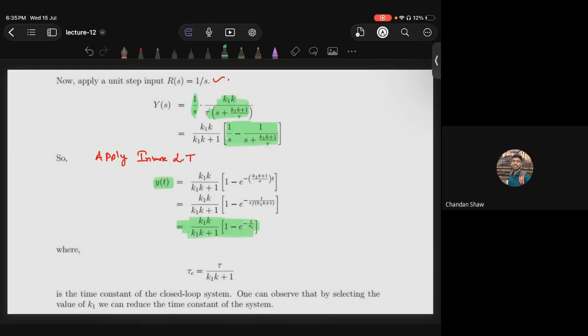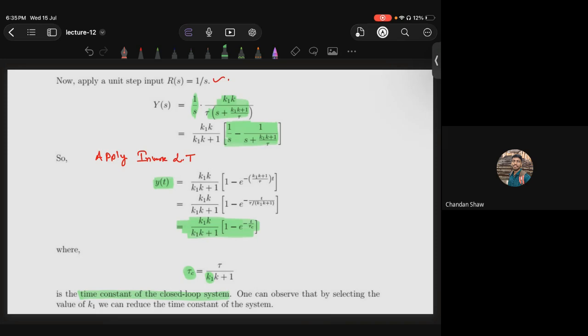In this particular expression, tau c is tau by (K1 K plus 1). We call that as the time constant of the closed loop system. Here, what is the observation? K1 is the proportional gain, and K1 is in the denominator. If you properly choose K1, you can vary the tau C. If you choose more value of K1, tau C will be a lesser value.